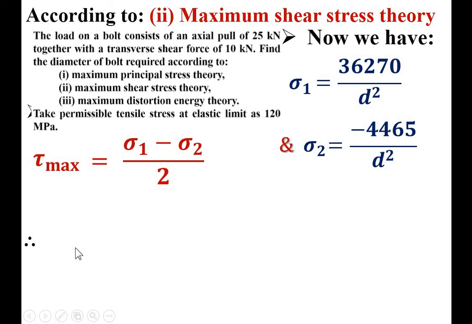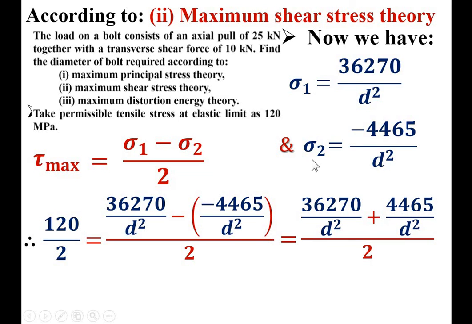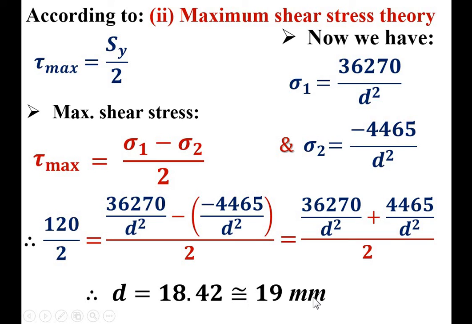So it is 120 by 2 is equal to sigma 1, that is this one, minus as it is sigma 2, that is this one, divided by 2. So this is minus minus plus, and so that you will get the diameter, and that is 18.42, and that is nearly equal to, you can say, 19 mm. So this is your second answer according to maximum shear stress theory. So make a box.